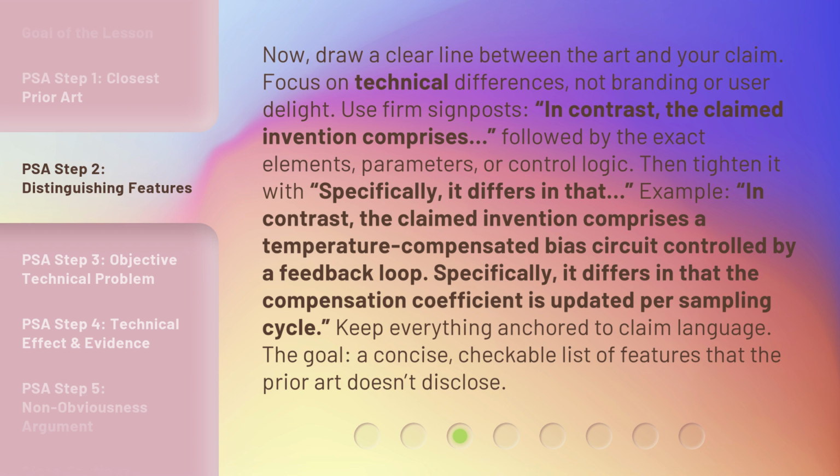Example: in contrast, the claimed invention comprises a temperature-compensated bias circuit controlled by a feedback loop. Specifically, it differs in that the compensation coefficient is updated per sampling cycle. Keep everything anchored to claim language. The goal: a concise, checkable list of features that the prior art doesn't disclose.